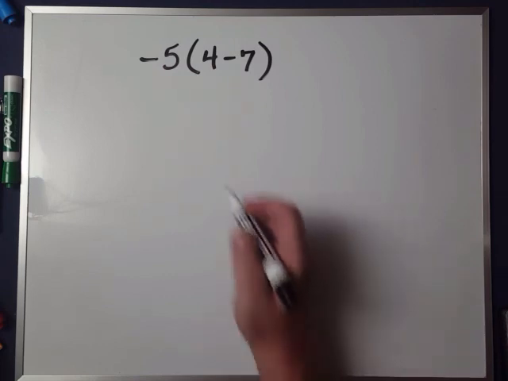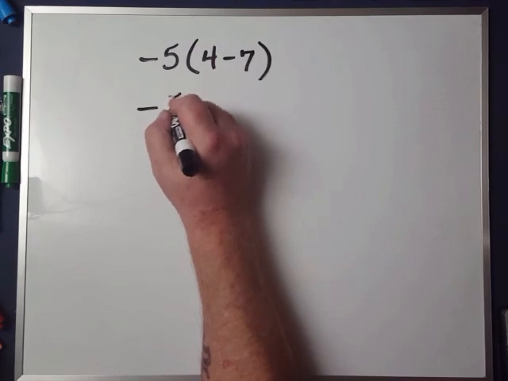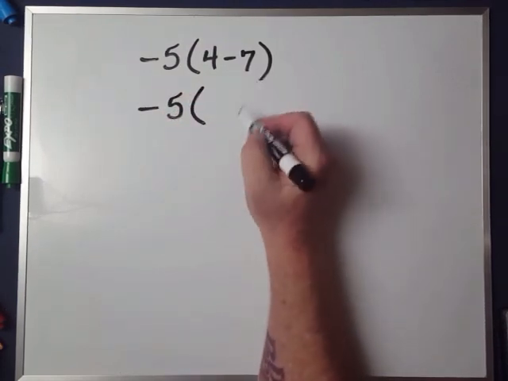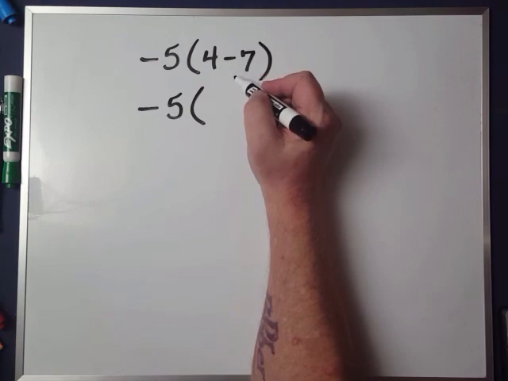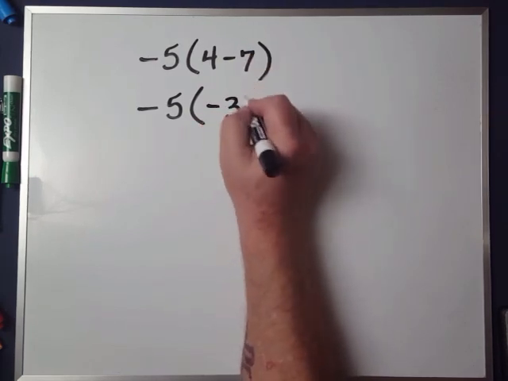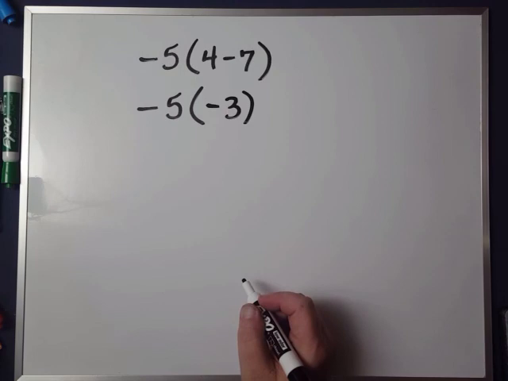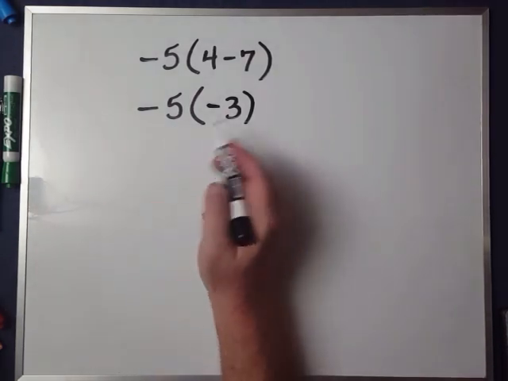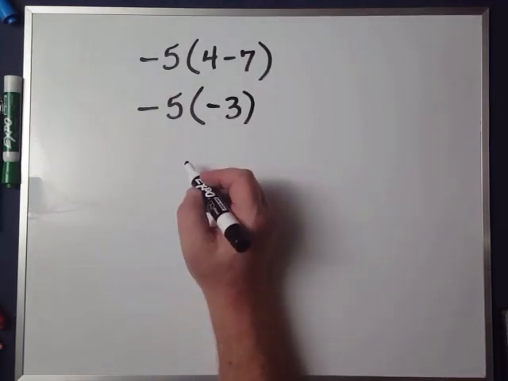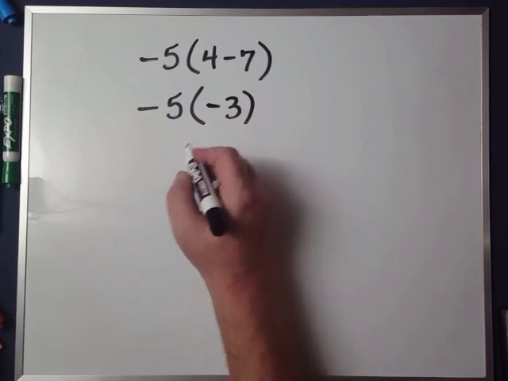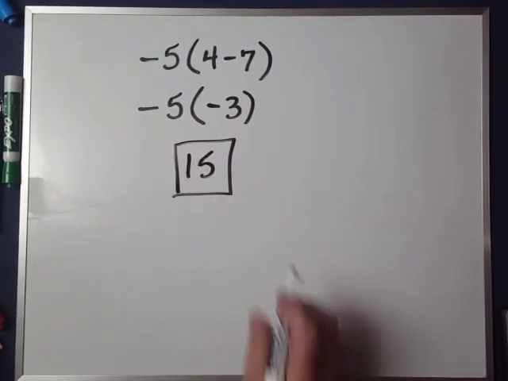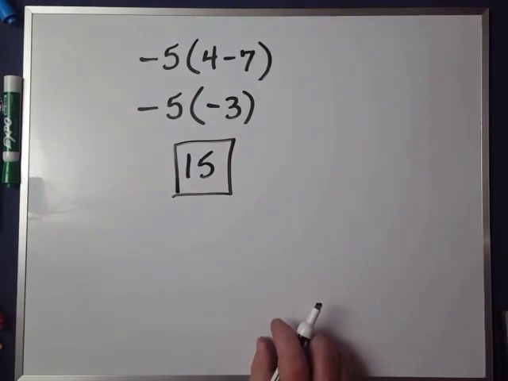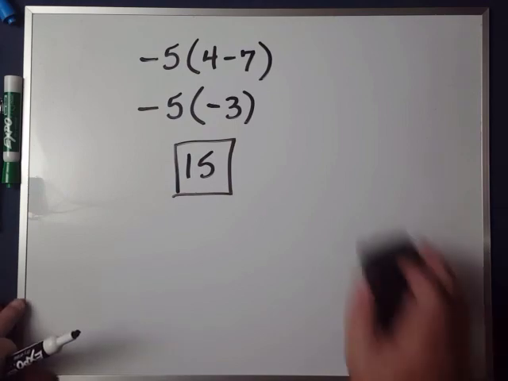Following the order of operations, we'll work in the parentheses first. 4 minus 7, or 4 plus negative 7 if you want to make 2 marks, gives me negative 3. And the only thing left to do is multiply. Negative 5 times negative 3. When you multiply, two negatives make a positive, and 5 times 3 is 15. How'd you do? Let's have a look at number 74.